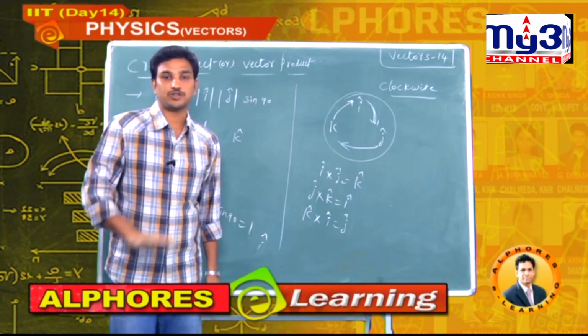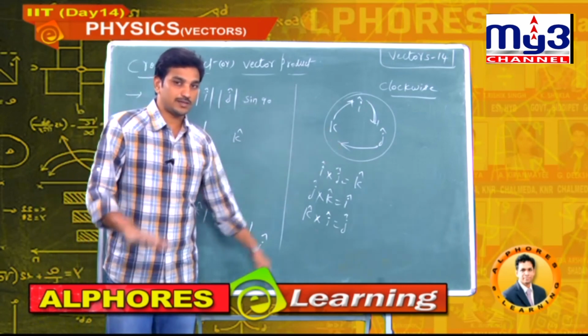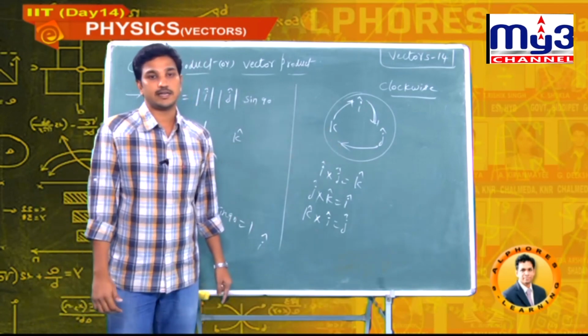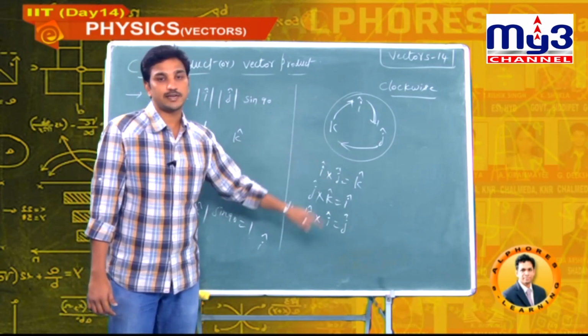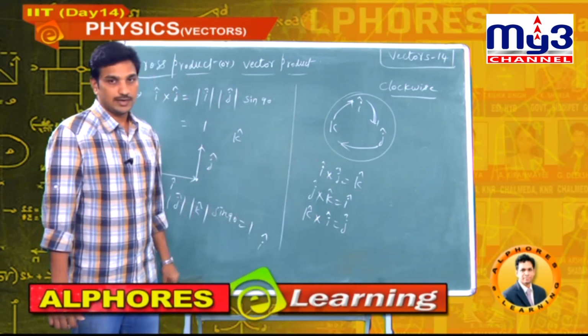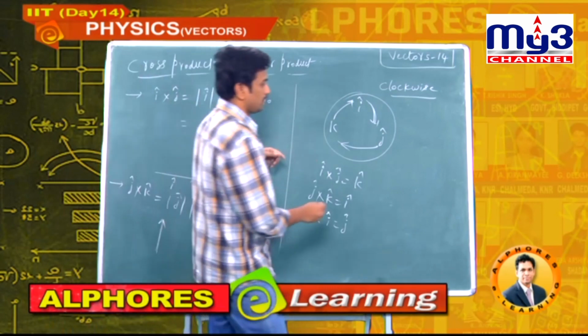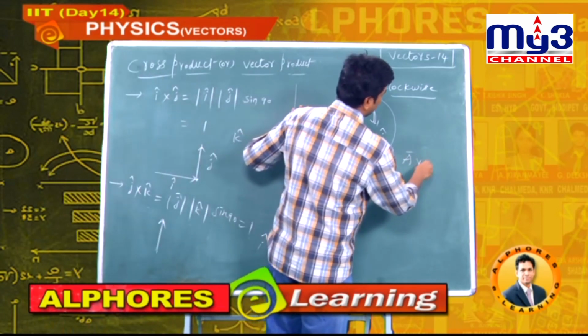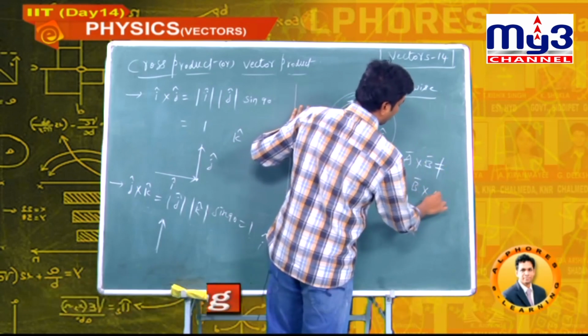Both are giving the direction of the vector. Whether you apply this vector method or the right hand rule, you can identify the direction of a bar cross b bar, or the direction of any cross product. I think you got the clarity. Now the next point: a bar cross b bar is not equal to b bar cross a bar.